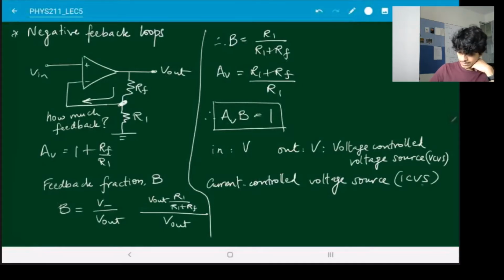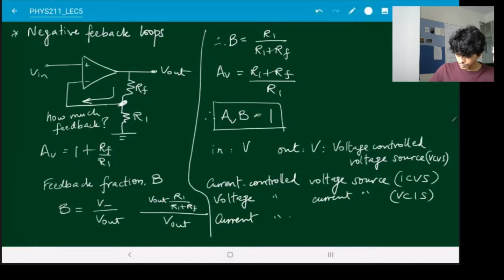which is then called ICVS. Similarly, you can give a voltage input, and instead of measuring some particular voltage at the output, you measure the current going through some load resistance over there. So then that would be called a voltage controlled current source, which would be VCIS. And then you can also have current controlled current source.